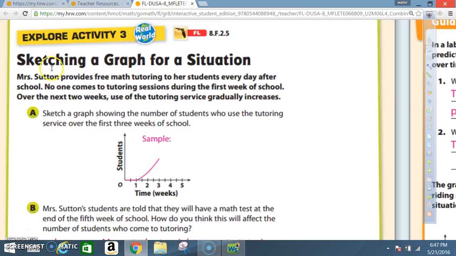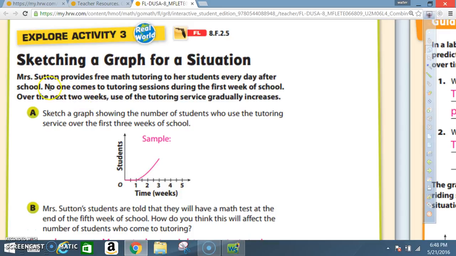Explore activity 3. Sketching a graph for a situation. Mrs. Sutton provides free math tutoring to her students every day after school. No one comes to tutoring sessions during the first week of school. Over the next 2 weeks, use of the tutoring services gradually increases. A. Sketch a graph showing the number of students who use the tutoring services over the first 3 weeks of school. So we make our graph, students, and of course as it goes up, that means it's increasing. And time. Time is expressed in terms of weeks.